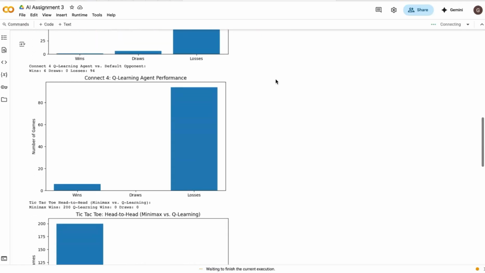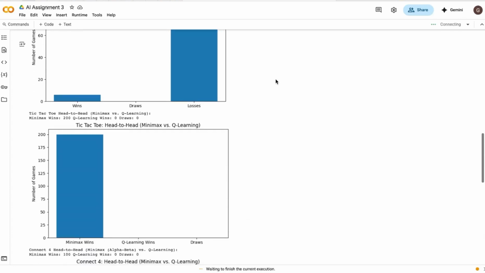Then we move on to Connect 4. So this one has a similar performance metric over 100 games. Despite Connect 4's increased complexity, you can see a win, draw, loss distribution for the Q-learning agent. This confirms that the learning algorithm adapts well even in a larger state space.